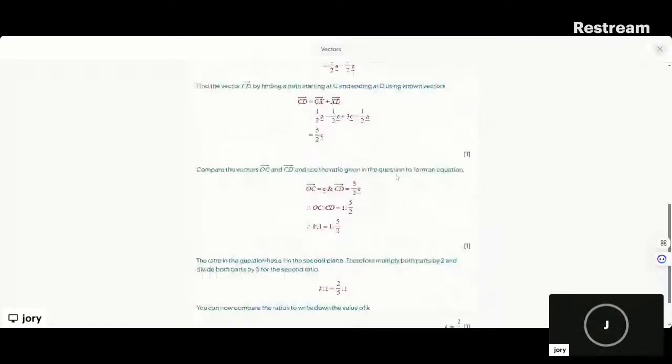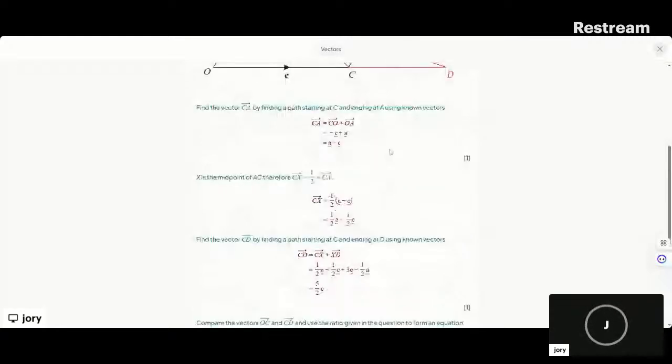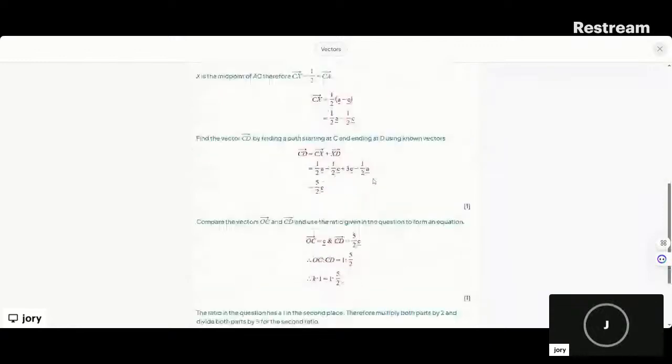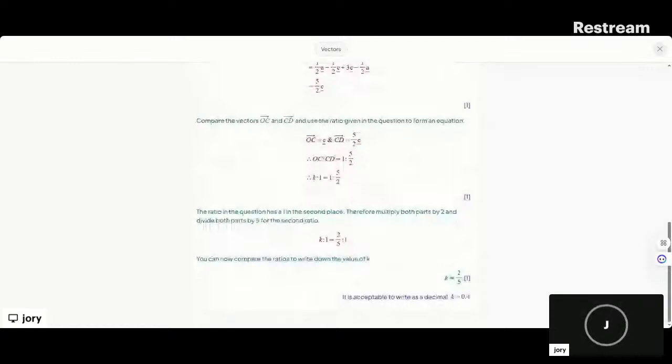Okay. Let's see the marks. Found CA as A minus C, and then CX as A over 2 minus C over 2, and then CD as 5 over 2 C, and then K to 1 is the same as 1 to 5 over 2. Okay, we got that.